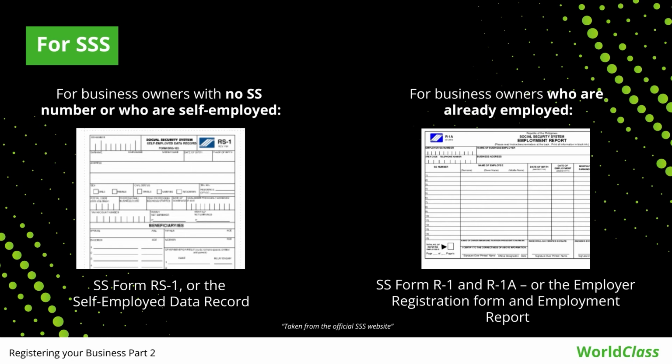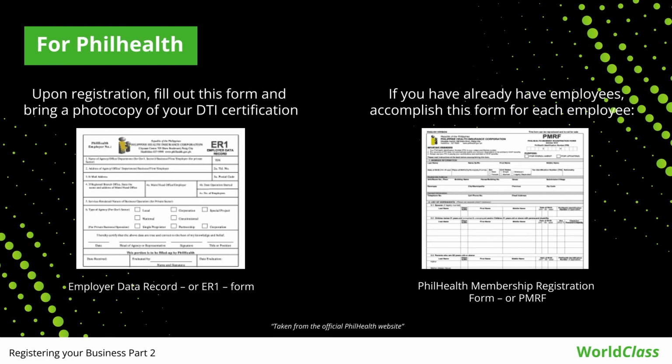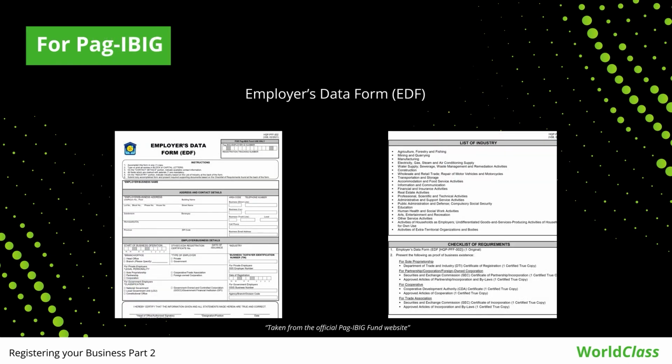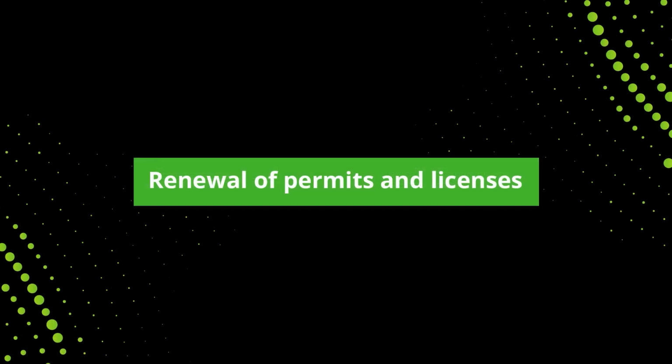to register with SSS. For PhilHealth, you will need to fill out an Employer Data Record or ER1 form and bring a photocopy of your DTI certification. If you already have employees, you need to fill out a PhilHealth Membership Registration Form or PMRF, one for each employee. And finally, for Pag-ibig, you need to fill out an employer's data form. This form should be submitted to the office of the respective agencies where you are registering your business.